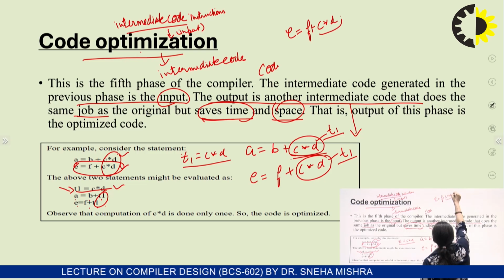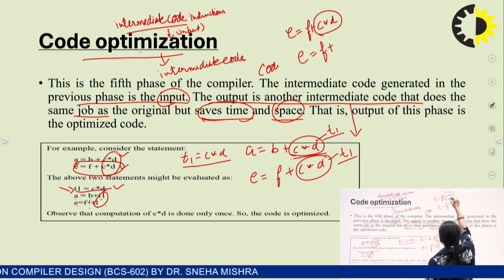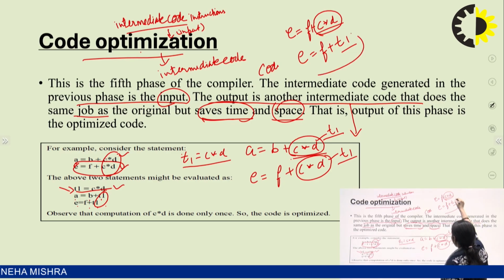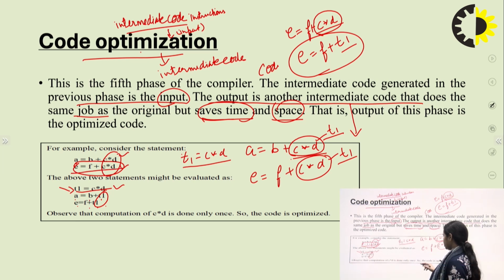Since I am already aware of what C into D is, I don't have to do this computation of C into D. I'll directly compute F plus the value which has been stored in T1. So this is the optimized version. For this statement, it will be the optimized version. So the code is being optimized. This is the job of code optimization.